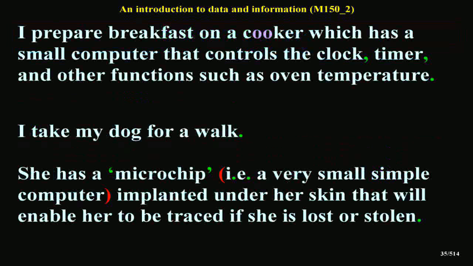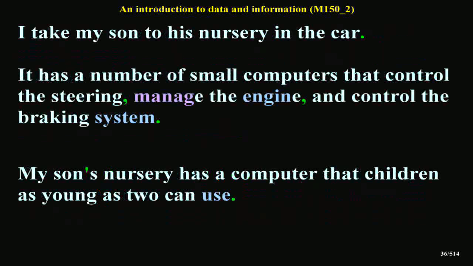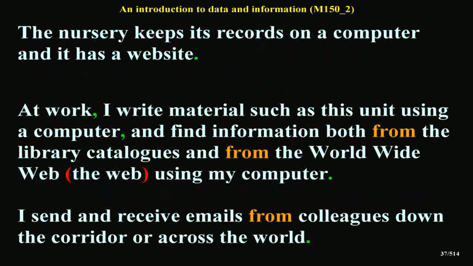She has a microchip, i.e. a very small simple computer implanted under her skin that will enable her to be traced if she is lost or stolen. I take my son to his nursery in the car. It has a number of small computers that control the steering, manage the engine, and control the braking system. My son's nursery has a computer that children as young as 2 can use. The nursery keeps its records on a computer and it has a website.